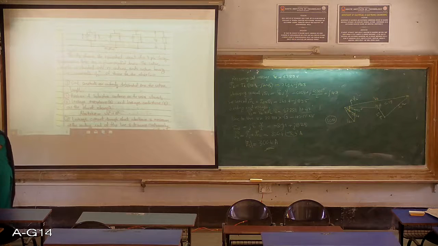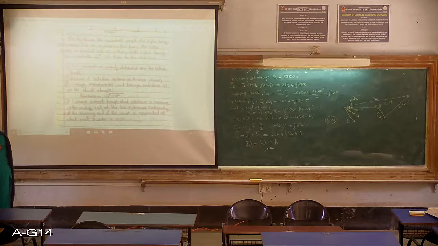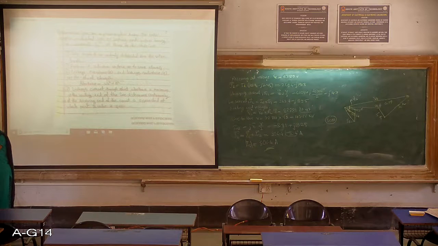Just see the features I have written. First, as I told you, line constants are uniformly distributed over the full length. So if there are n sections, each section is 1/n of the entire line. Then resistance and inductive reactance, R and L, are the series elements.